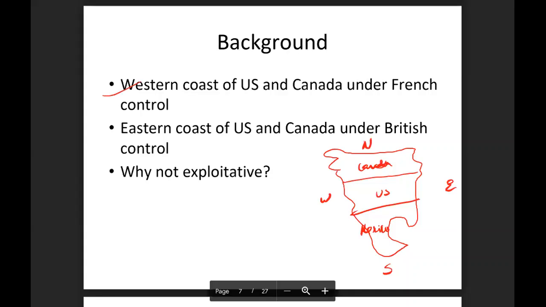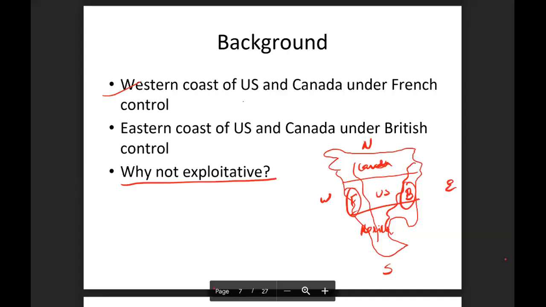Now we'll go to this. The western coast of the US and Canada was under French control. Which is the western coast? This area. This area was under French control. Easy to understand? Okay. The eastern coast of the US and Canada was under British control. Obviously, the 13 colonies all fought here. So the eastern coast was under whom? British.